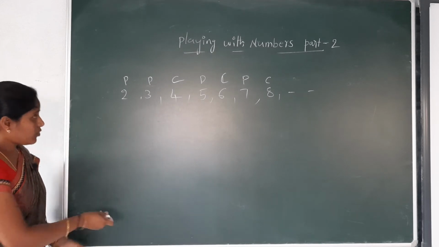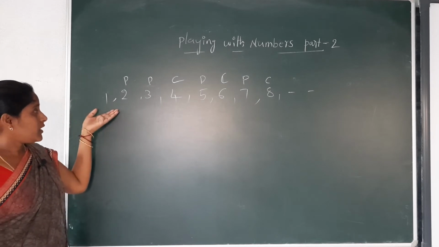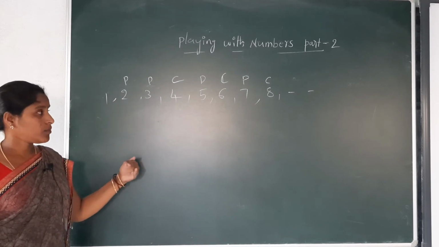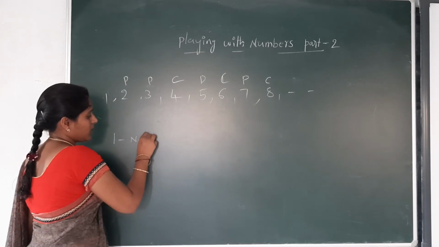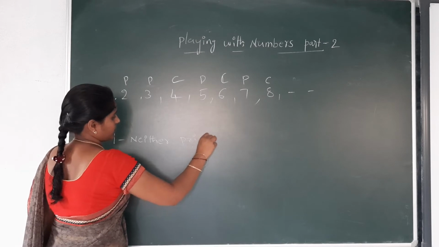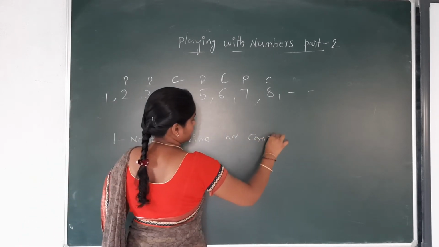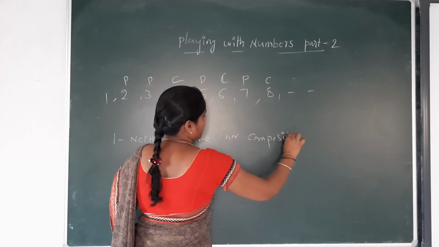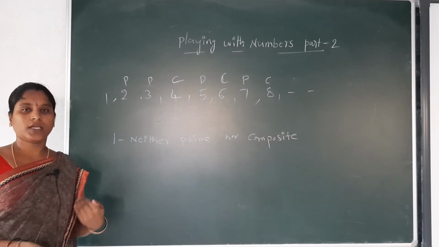Next, before 2 we have the number 1. 1 is neither a prime nor a composite number. That means 1 is not a prime number and 1 is not a composite number.